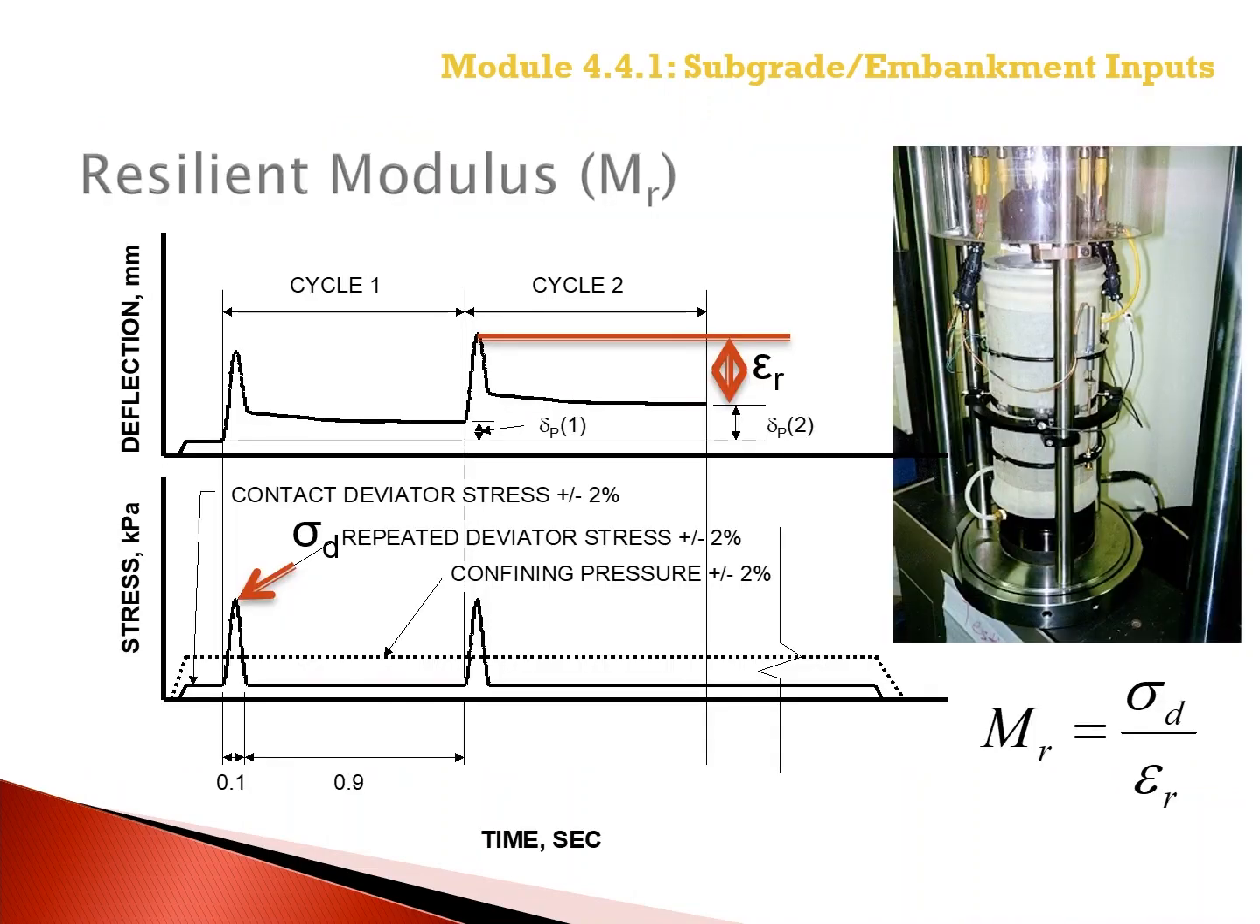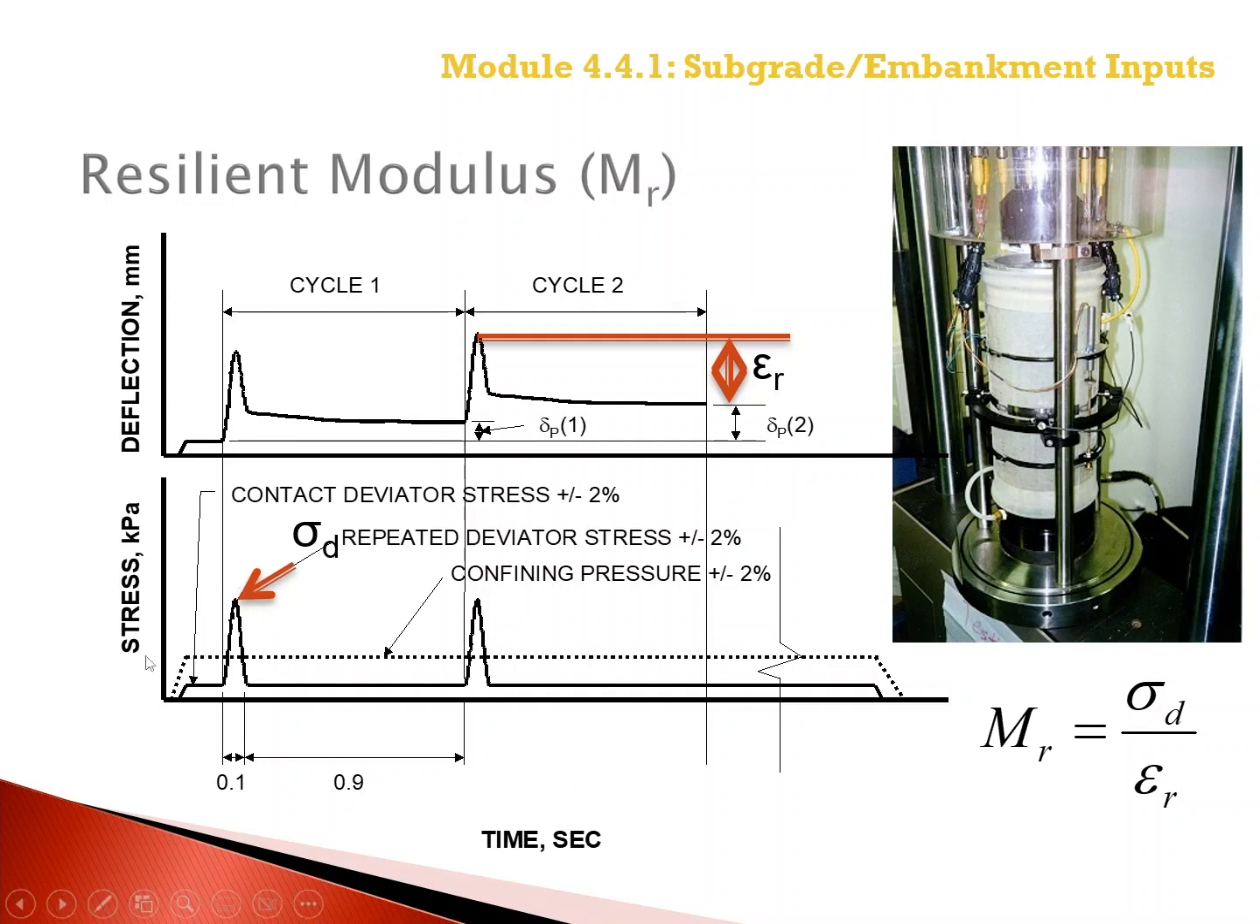So this slide includes a schematic of the resilient modulus test that we just showed in the short video clips. The loading cycle is basically 1 cycle per second with a 0.2 second load duration and a 0.9 second rest period. The repeated deviator stress and resilient deformation or strain is displayed in the graph.